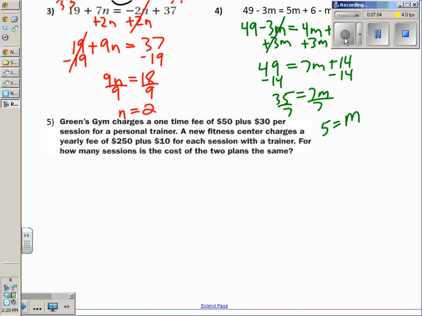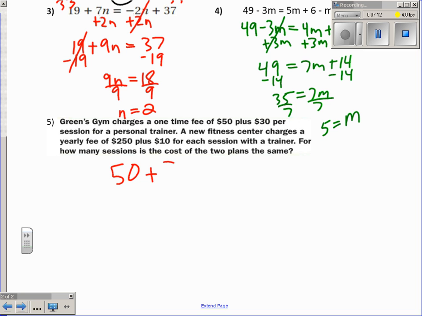So what this says is that Green's Gym charges for you to join a one-time fee of $50 plus $30 for each session that you have with a personal trainer. So that's one plan. The other plan, a new fitness center, charges a yearly fee of $250 plus $10 for each session. And we want to know how many sessions would it take for the cost of each plan to be the same. So what value of S would make those equations be the same?